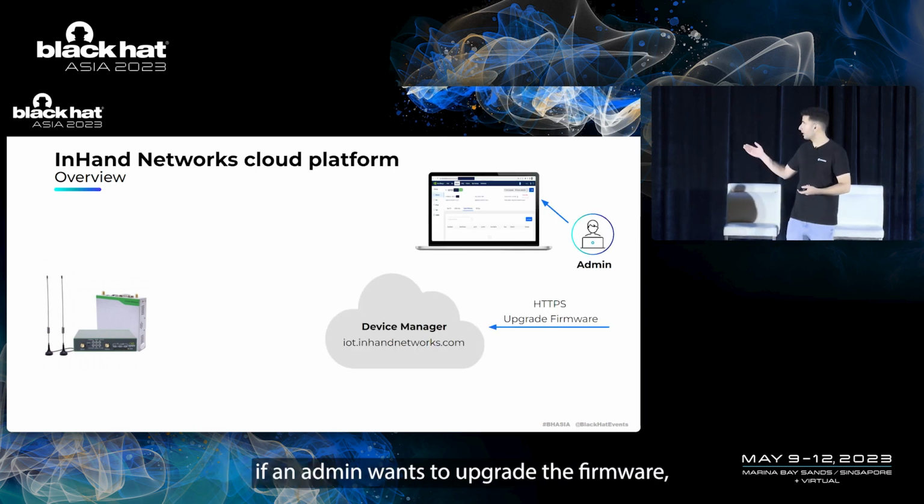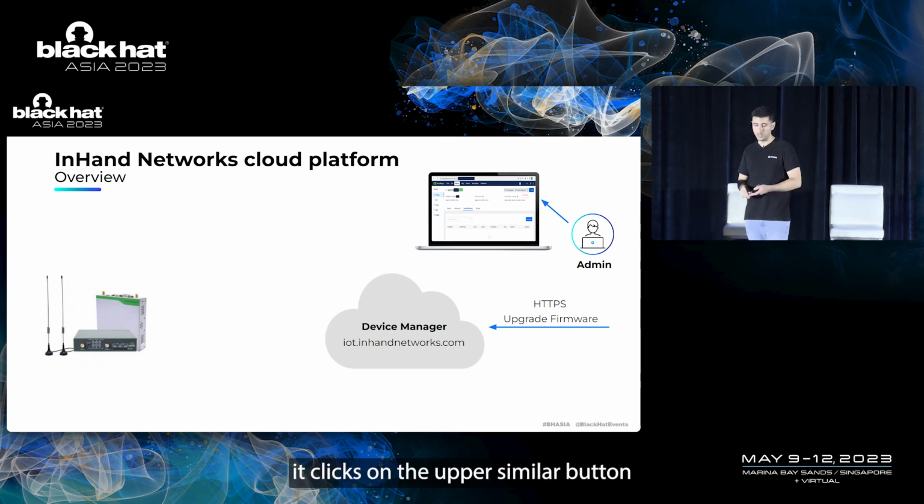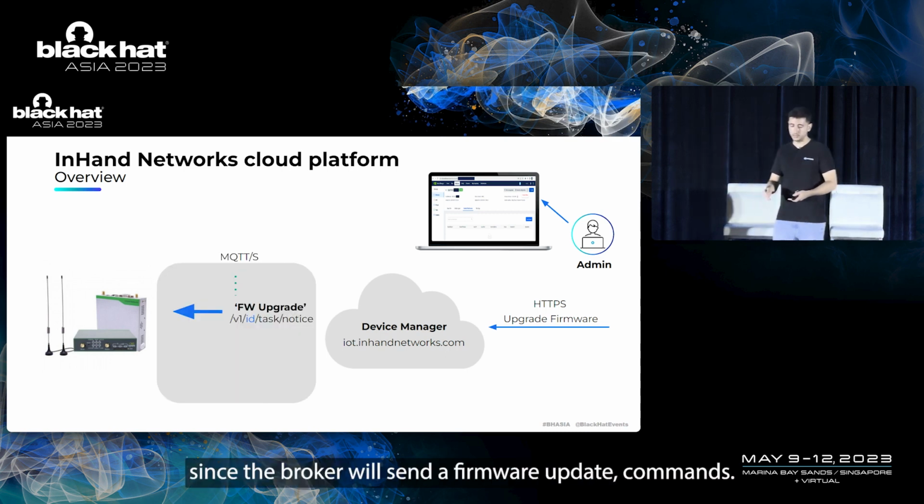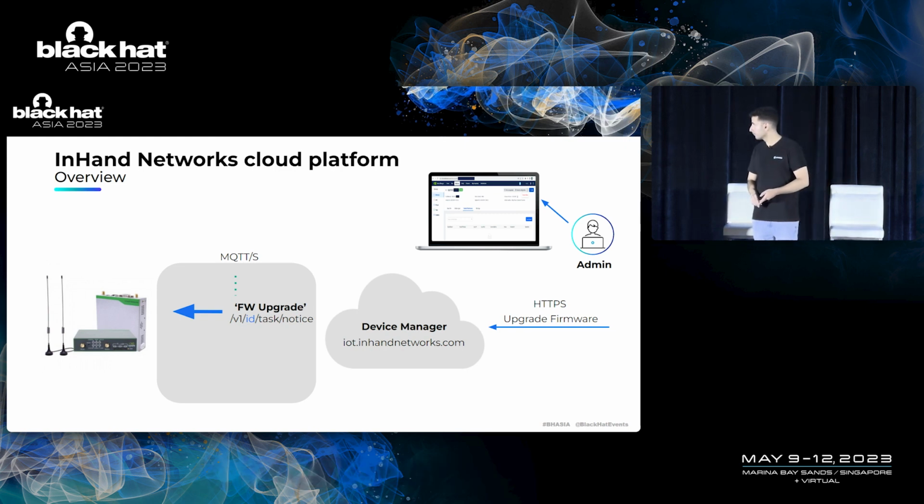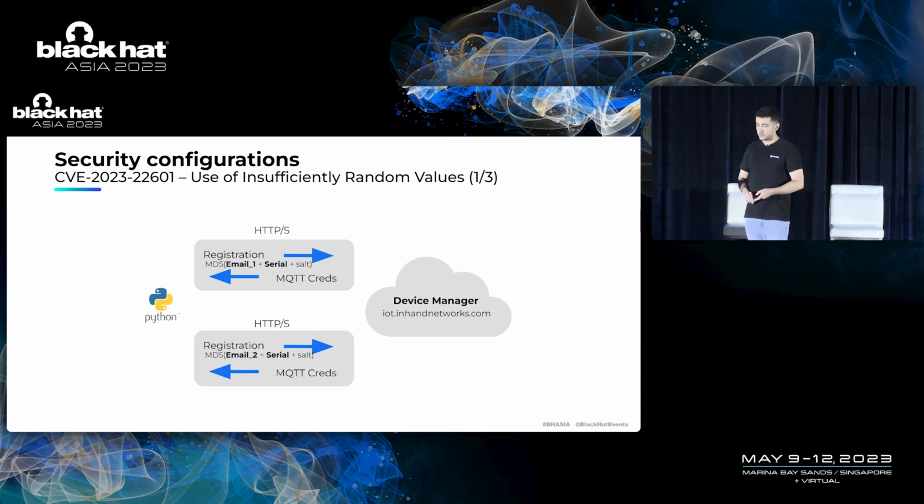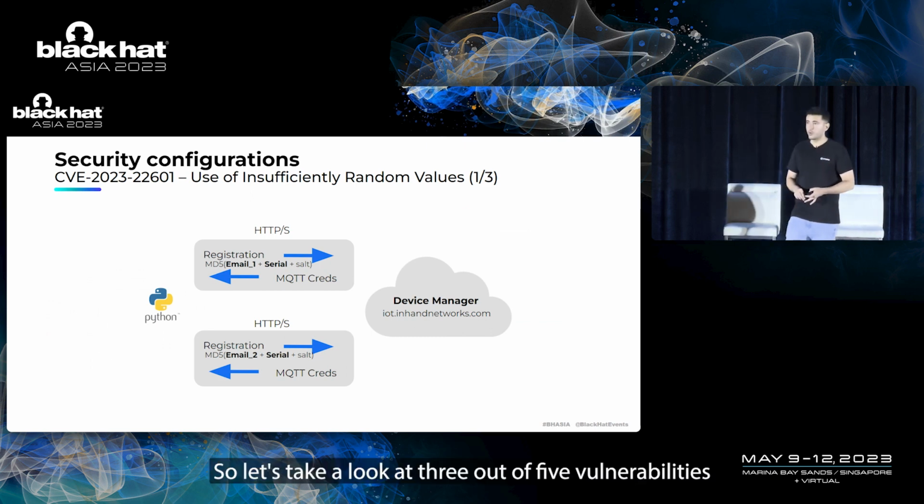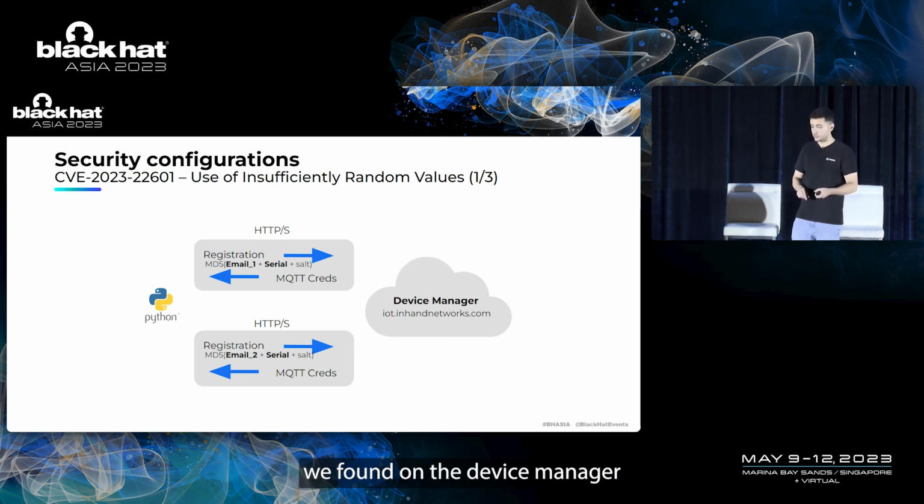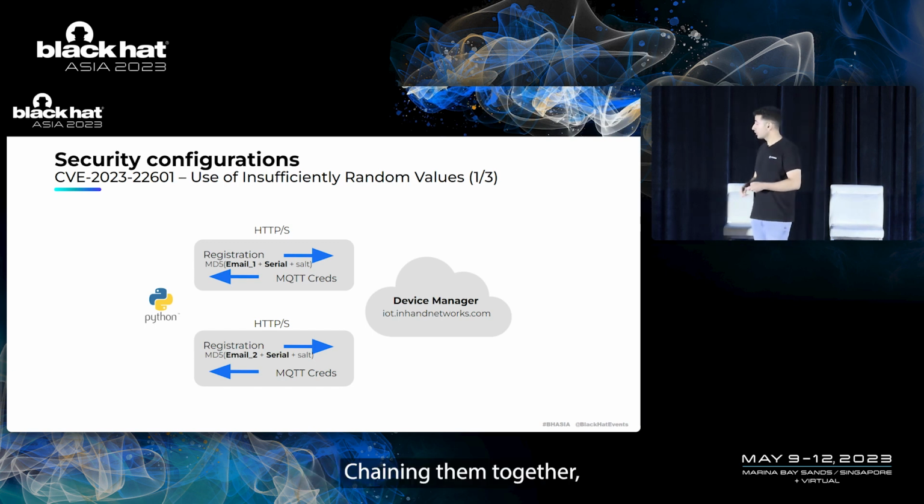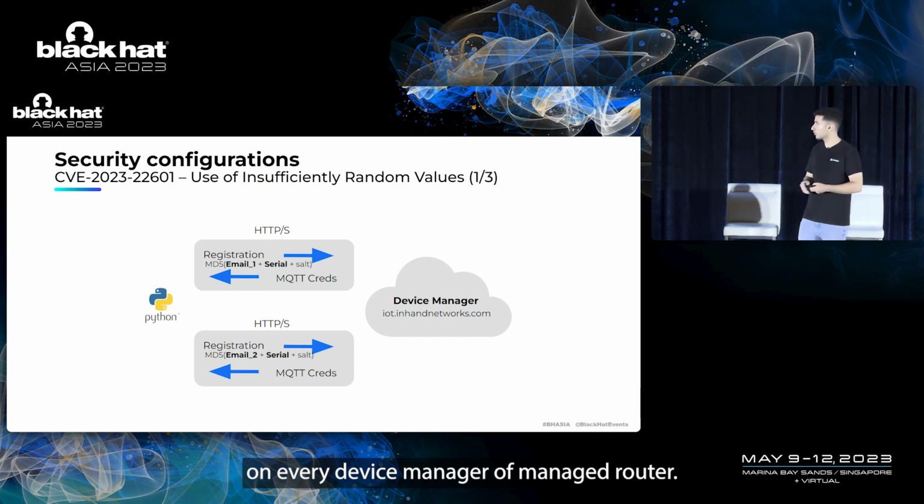This is the generic flow once a device is booted and connected to the cloud. For example, if an admin wants to upgrade the firmware, they click the upgrade firmware button, and behind the scenes the MQTT broker will send firmware upgrade commands. So let's take a look at three out of five vulnerabilities we found in the Device Manager. Chaining them together, we could get remote code execution on every Device Manager managed router.